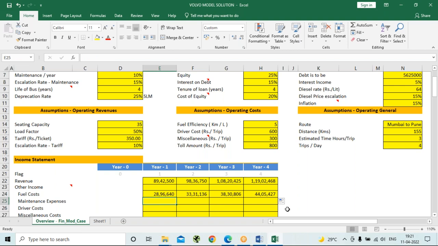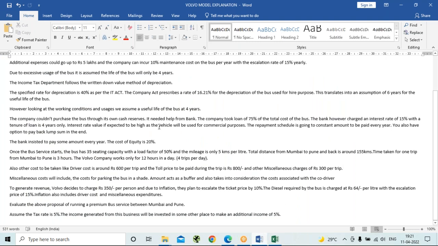So the next thing is the maintenance expenses. What could the maintenance expenses be? The maintenance expenses are going to be based on the revenue. Whatever the revenue of that year, there is a 10% expense on it. So it has been given over here: the company incurs 10% maintenance cost on the bus per year on the revenue of the year.